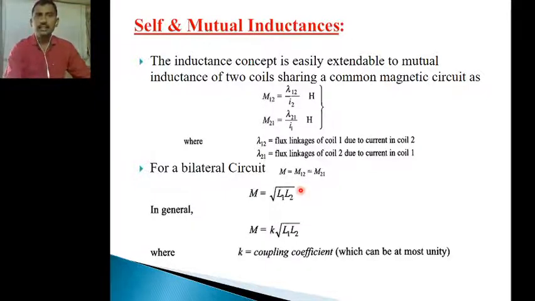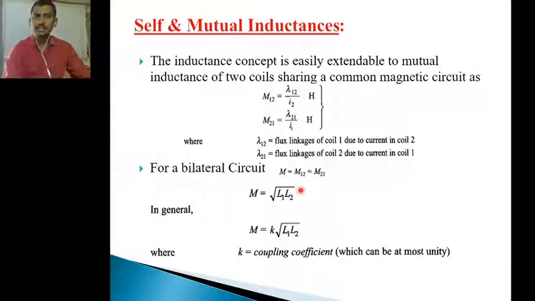Up to now we have seen self-inductance and mutual inductance, but normally our intention is to represent our voltages in terms of the inductances. For that we have two types of EMFs. What are the two types of EMFs? Dynamically induced EMF and statically induced EMF. Dynamically induced EMF comes from Faraday's first law, and statically induced EMF comes from Faraday's second law.